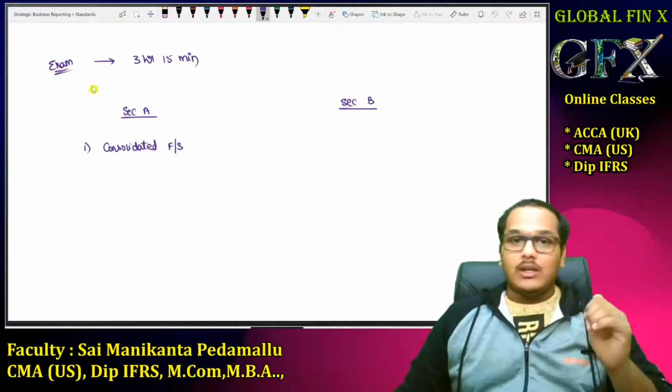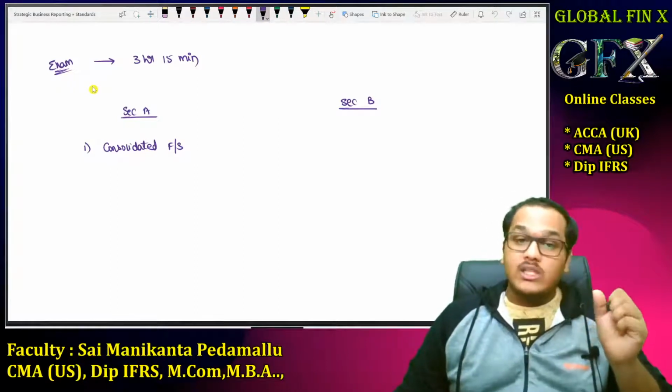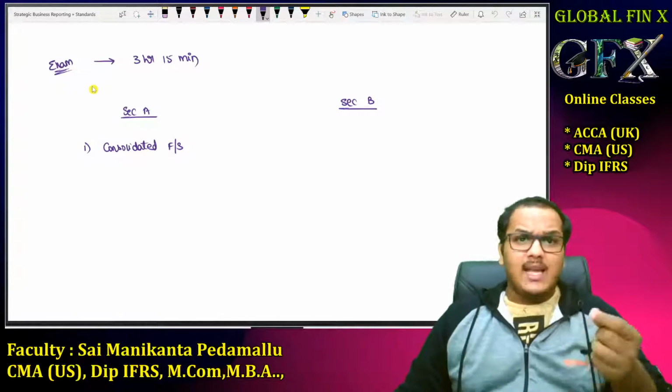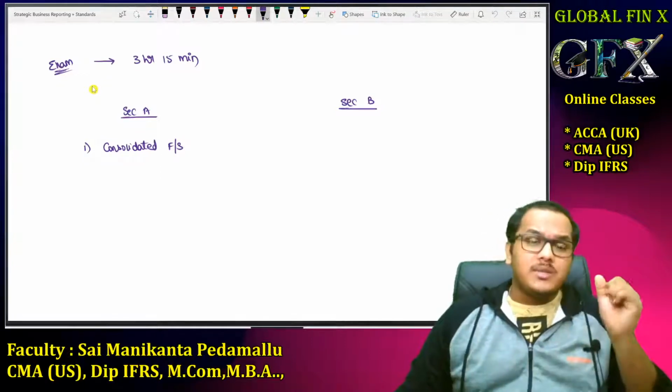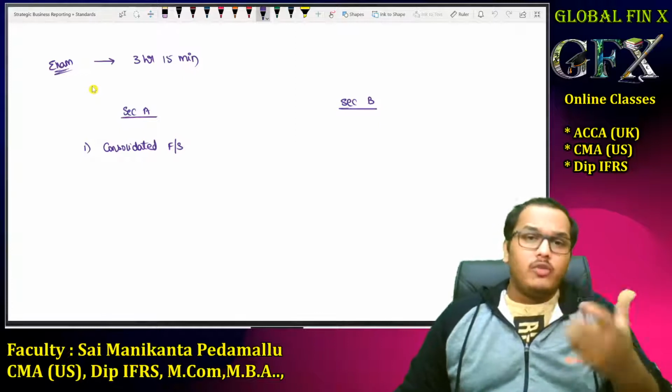So that is what the structure of consolidated questions will be all about. That is just one example. Similarly, non-controlling interest wrongly calculated, or fair value adjustments as per IFRS 3 could be given, goodwill calculation.